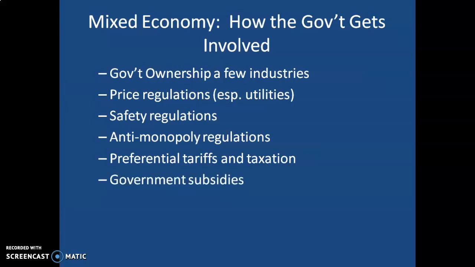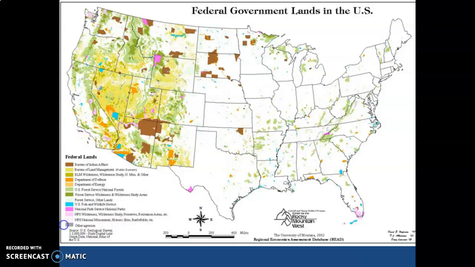Government subsidies. We talked about subsidies in economics. The government might help out by providing tax breaks or cash payouts to certain companies or businesses. You can have publicly owned land. So all these are areas where the government gets involved in the economy. Not as much as in a socialist system, but still the government is involved.